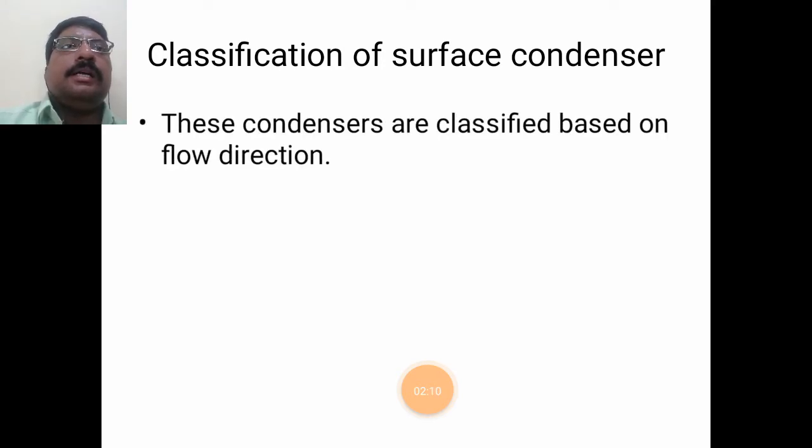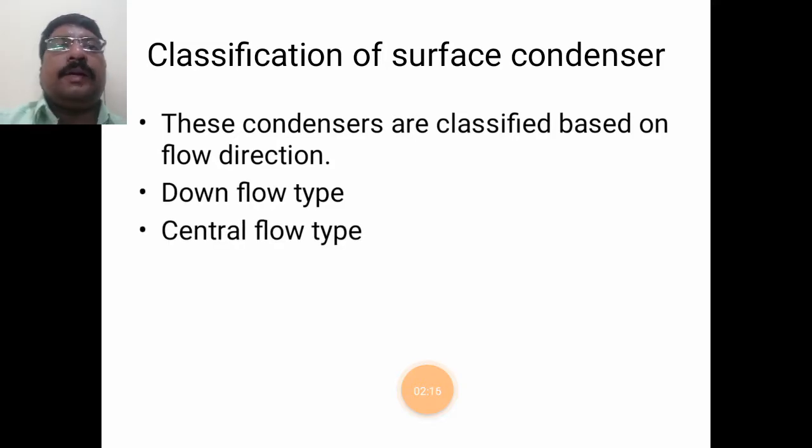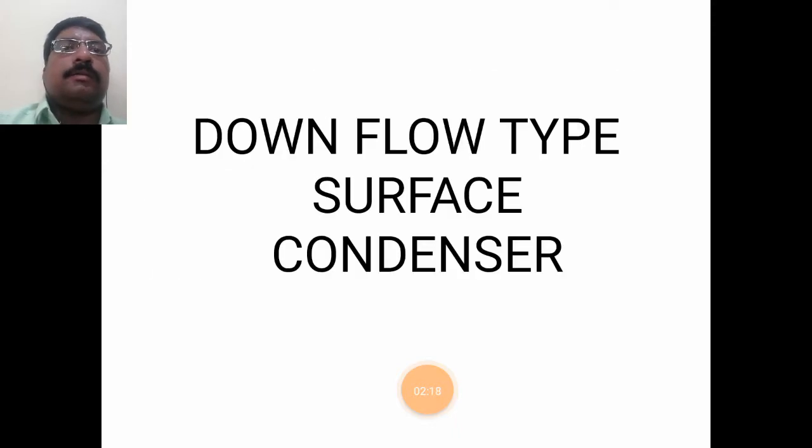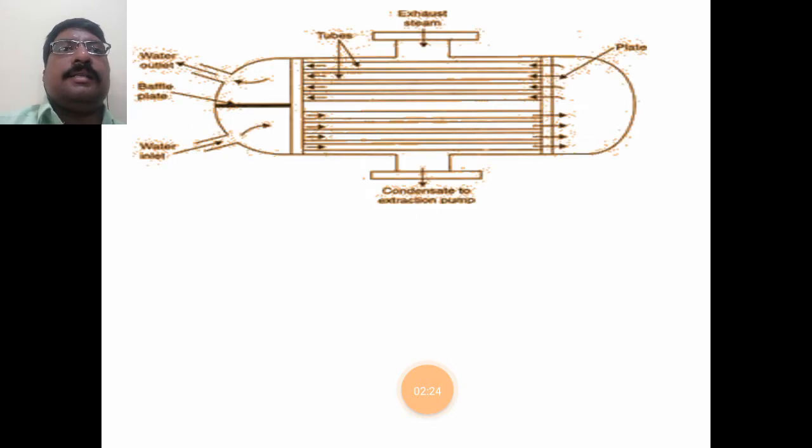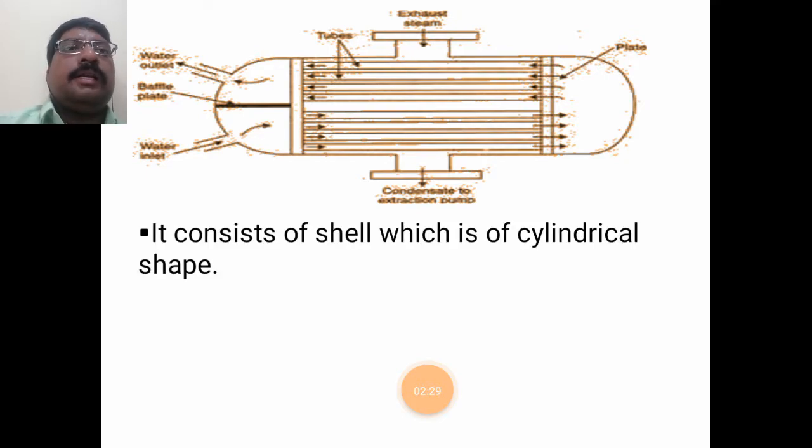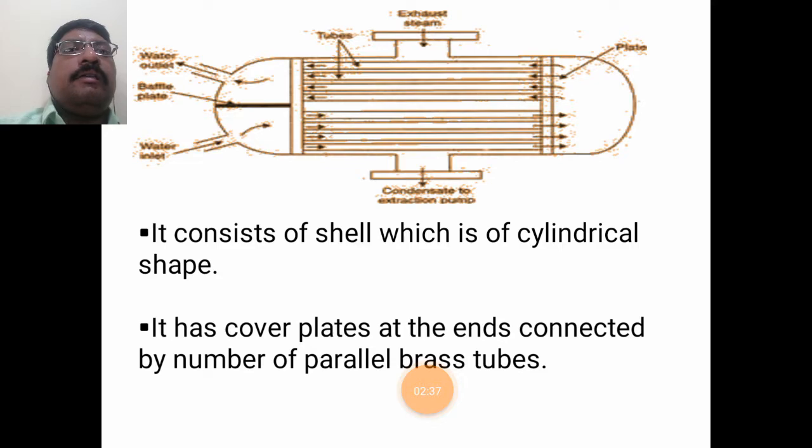So we have different types of surface condensers. The first type is the downflow type condenser, then center flow type condenser, and evaporative condenser. First we are going to discuss the downflow type surface condenser. This is the downflow type surface condenser. It consists of a cylindrical shell as shown in the figure, which has cover plates at the ends connected by a number of parallel brass tubes.